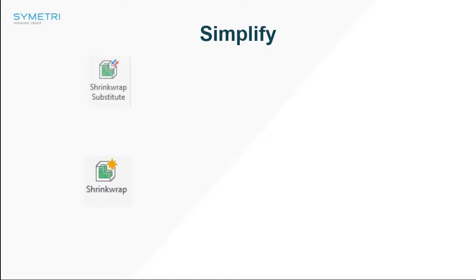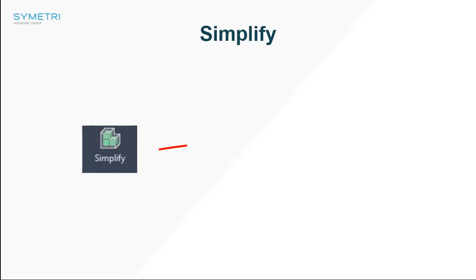Moving to another new update, and the shrink wrap tool has been replaced with a new tool called Simplify. Simplify is going to be a game changer for those of you looking to export files to Revit, which we'll come on to later. The Simplify tool sits directly where shrink wrap used to, and also incorporates the shrink wrap substitutes tool, which, as you may have guessed, works directly with model states.